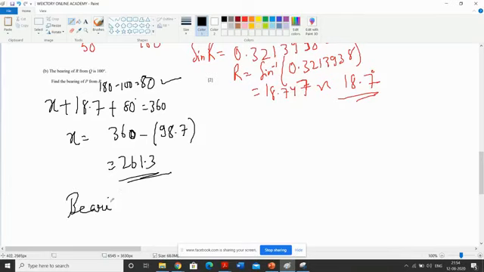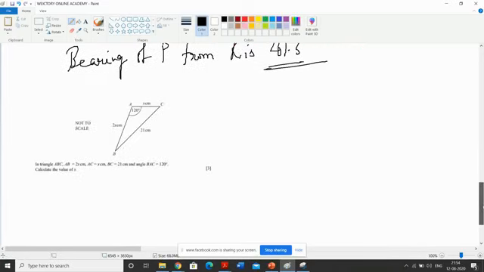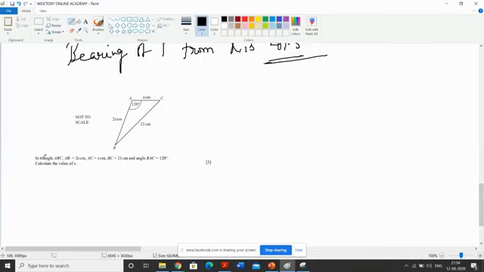Bearing of P from R is 261.3 degrees. That's the answer. Okay, next question.